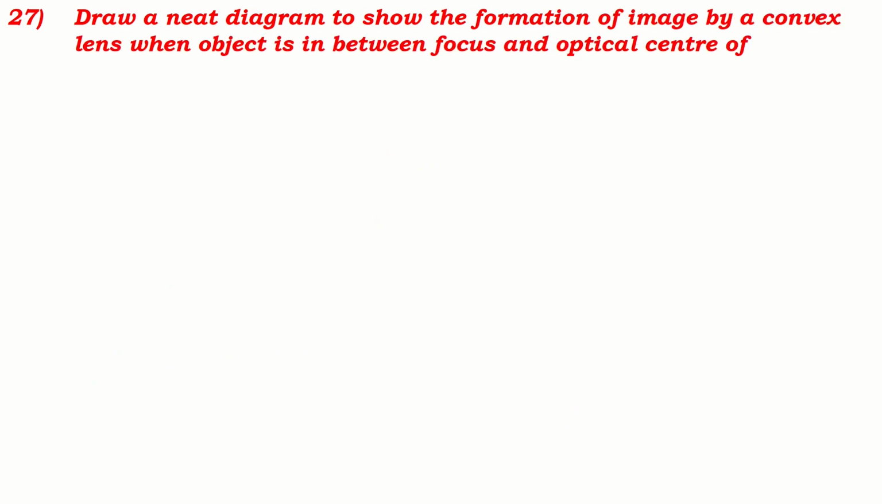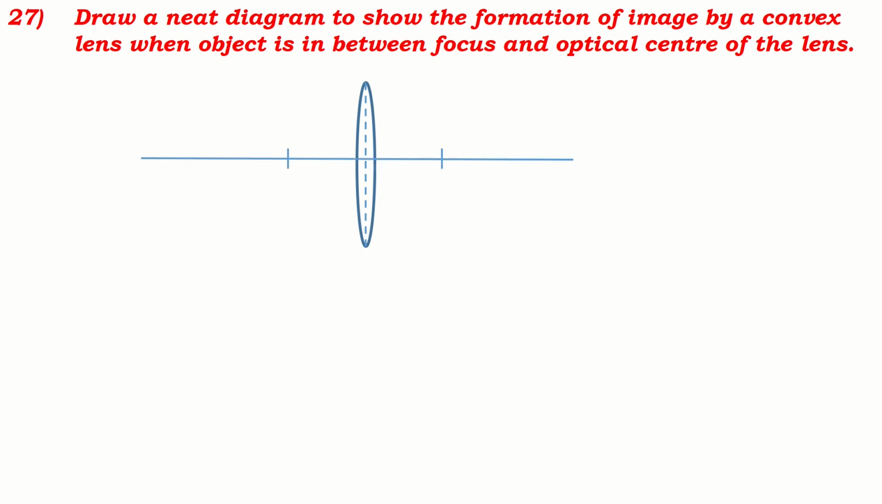Now this is the last condition. Draw a neat diagram to show the formation of image by a convex lens when the object is in between the focus and the optical center of the lens. This is the lens, bisected, with the principal axis, the focus, and 2F, and then the optical center. Up to this it is the same. Now the object is placed between F and O. It is named AB.